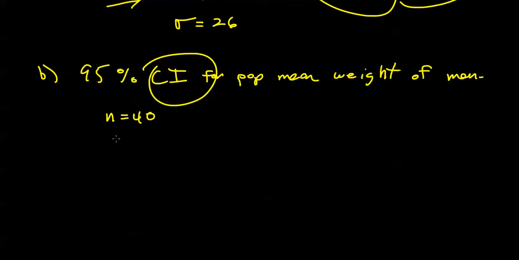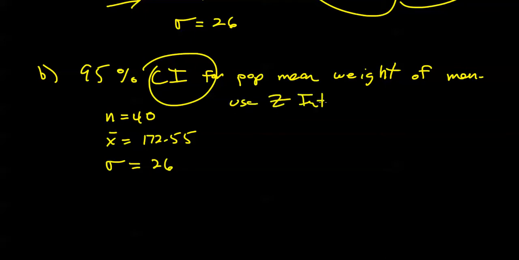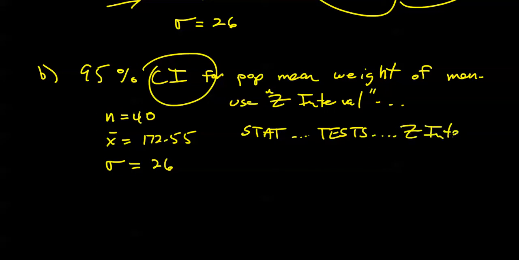We had a sample size of 40. We had a sample mean of 172.55. The population SD was given to us as 26 in pounds. Alright, so we're going to use this Z interval command on our calculator. So press the stat button, highlight and select the tests sub option, scroll down and select the Z interval option.